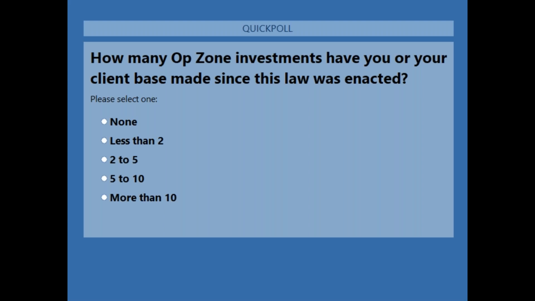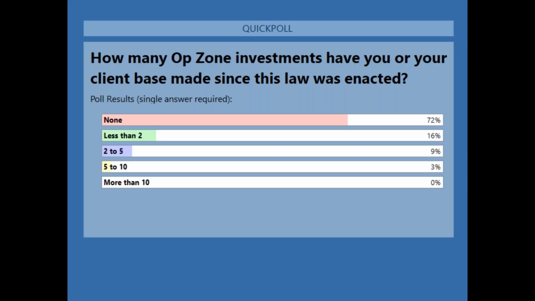All right, we're going to wait just a couple more seconds here. All righty. Going once, going twice, and we will close the poll here and share those results. So it's pretty overwhelming: how many opportunity zone investments have you or your client base made since this law was enacted, and 72% said none, 16% said less than two, 9% said 2 to 5, and 3% said 5 to 10. Does that sort of correspond with what you're finding, Dr. Turner?